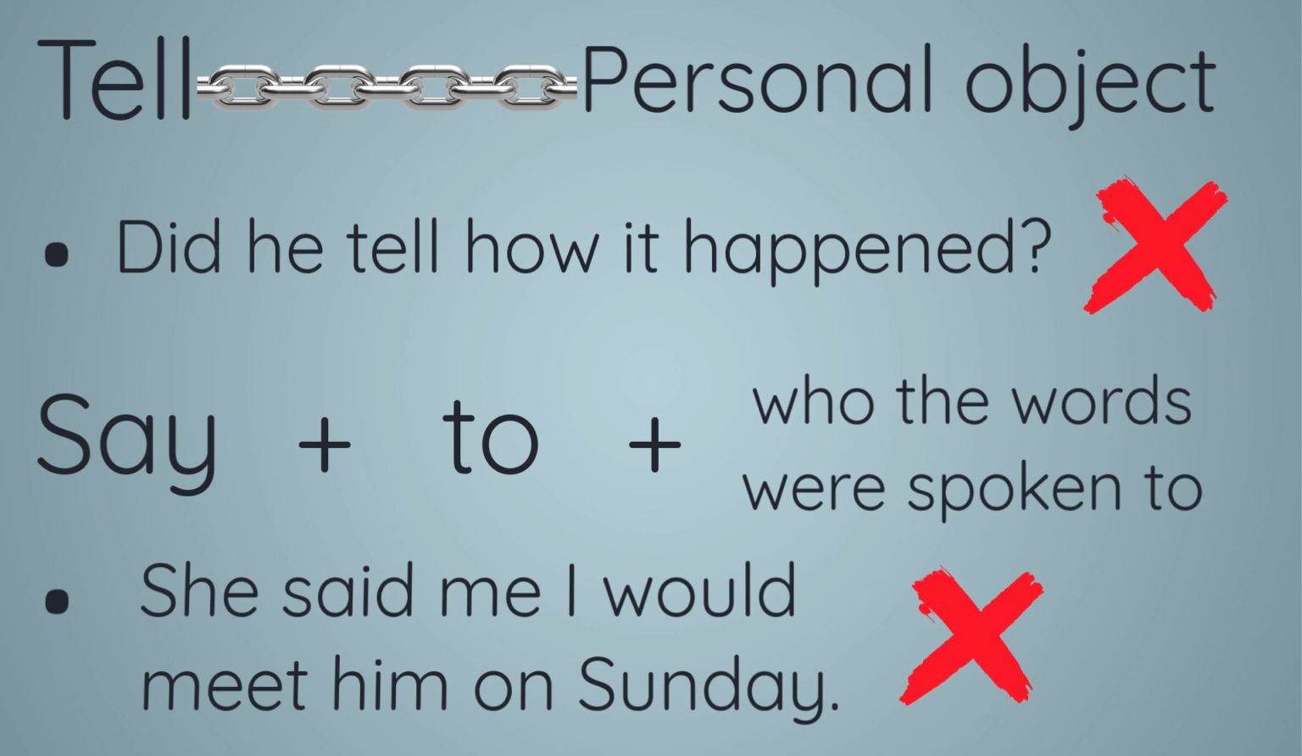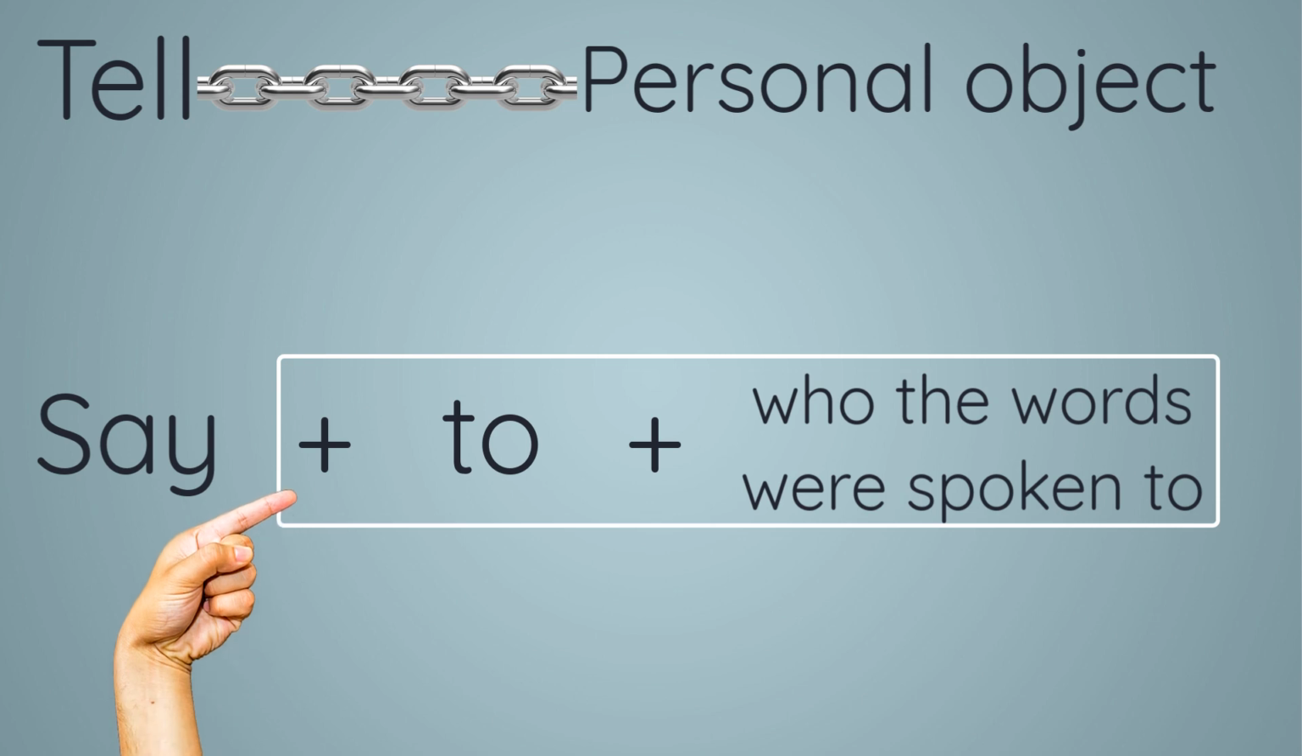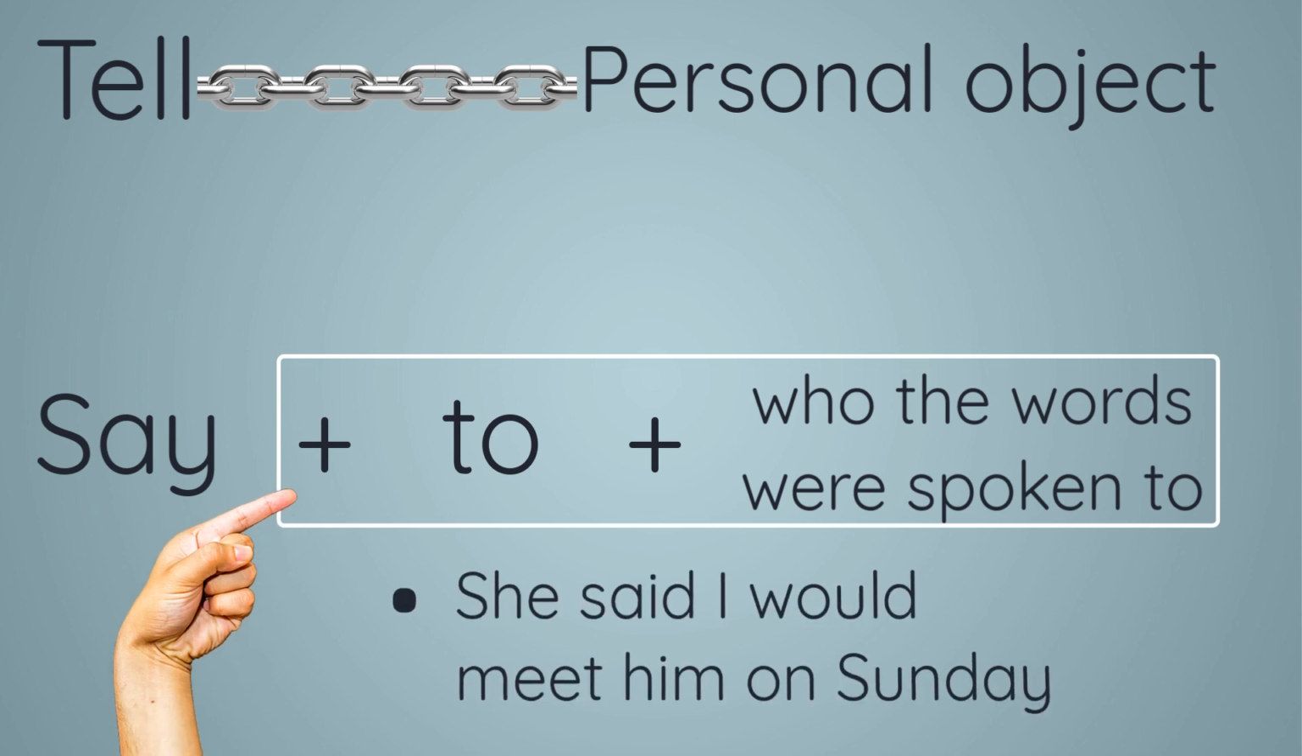And this one was wrong as well. She said me, I would meet him on Sunday. If we need to explain who heard the words, we need to include the preposition to. She said to me, I would meet him on Sunday. But often this information is not important or it's not necessary. She said I would meet him on Sunday. This is perfectly okay as well.